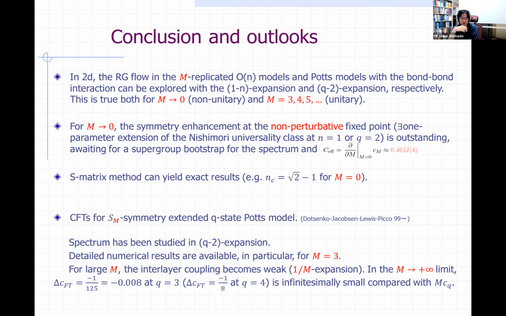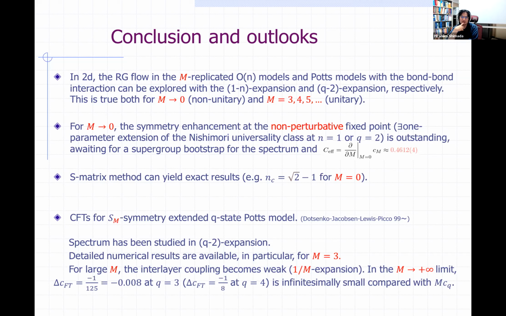Okay, that's about m equals 0. And about this large M, the spectrum has been studied in conformal perturbation theory, and then many detailed numerics exist. So it's a good bootstrap target, I think. My one comment is that for large M, this interlayer coupling becomes very weak. So there would be something like a 1 over M expansion.